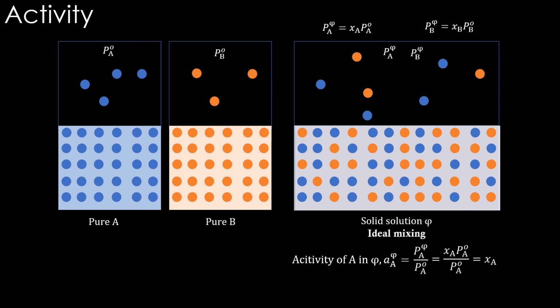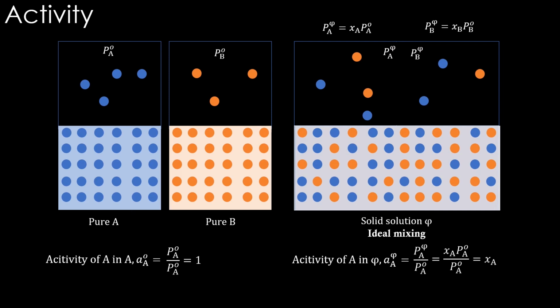In the ideal mixing case, the activity of A in the solution is the same as the content, the mole fraction of A in the solution. You can also imagine what will be the activity of A in pure A. There the initial and final states are the same, the pure A. So therefore the activity is PA standard divided by PA standard, which is 1. So activity of a pure element is 1.